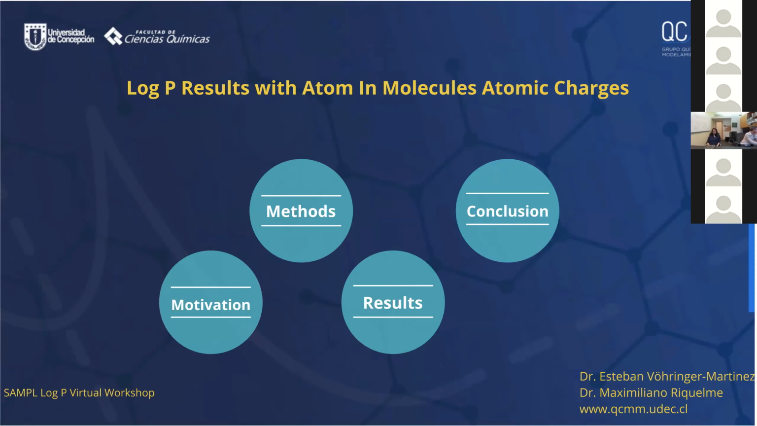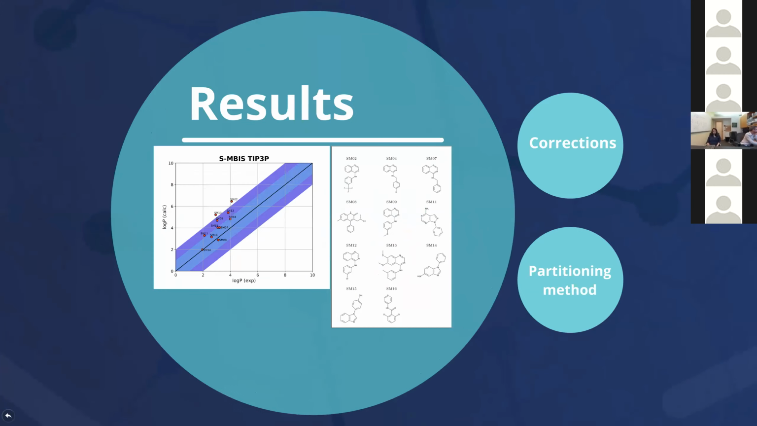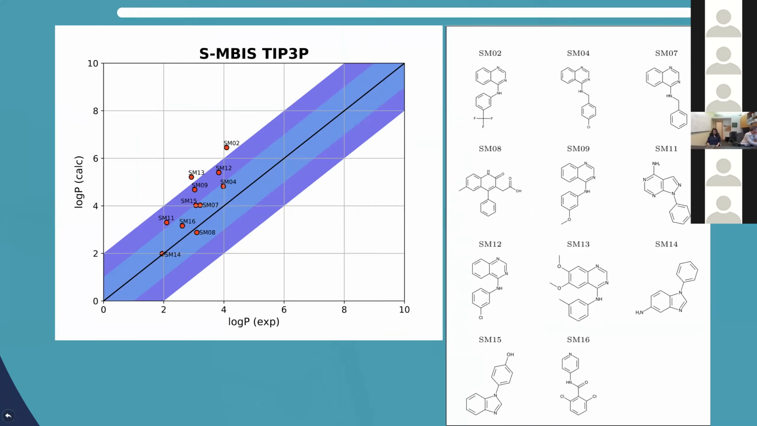And as I said, we were quite naive in our approach because we just wanted to see how well these atomic charges behave and where we have to improve. So the results are shown over here. These are the molecules which were in the SAMPL challenge, and I will try to guide you through the main results. We included two regions, a logP error of 1 unit and then 2 units, and what is beyond these 2 units. The worst performers were these two molecules, SM13 and SM02, and I will tell you later why we think they perform worse.